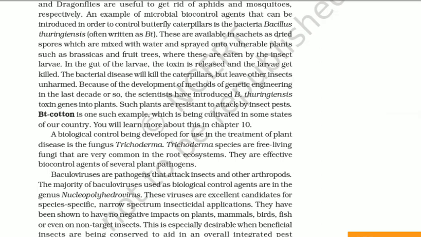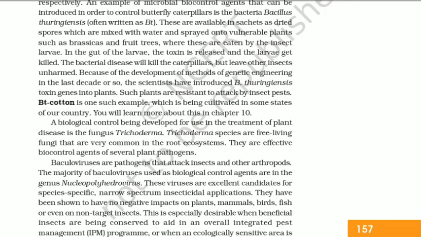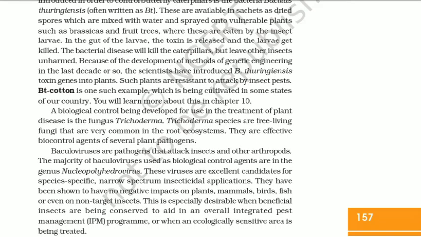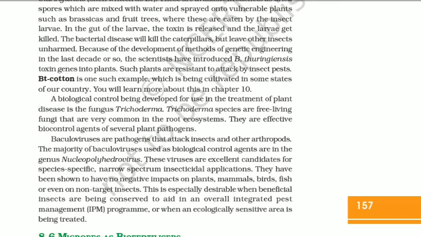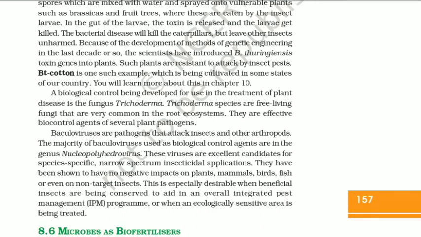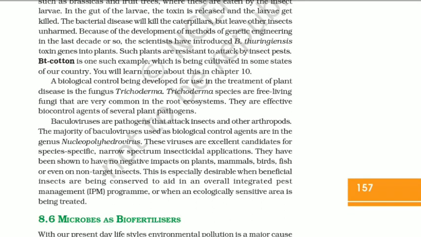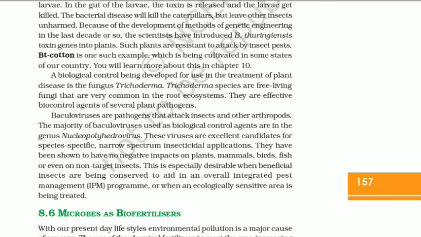An example of a microbial biocontrol agent that can be introduced in order to control butterfly caterpillars is the bacterium Bacillus thuringiensis, often written as BT. These are available in sachets as dried spores, which are mixed with water and sprayed onto vulnerable plants such as brassicas and fruit trees, where these are eaten by the insect larvae. In the gut of the larvae, the toxin is released and the larvae get killed. The bacterial disease will kill the caterpillars but leave other insects unharmed.